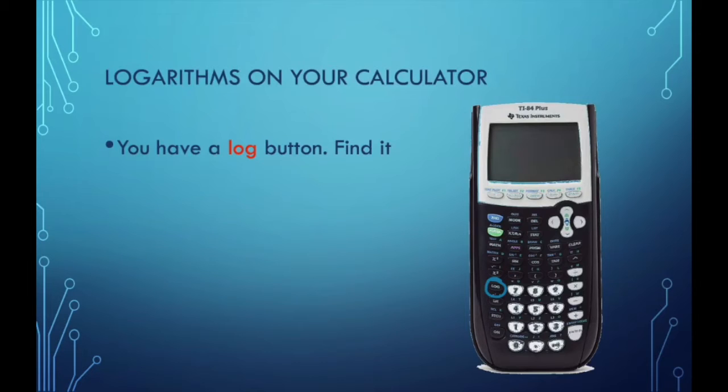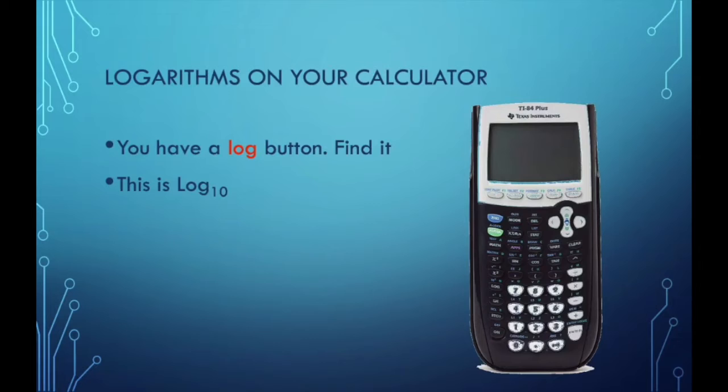This one is called the common log. This is automatically log base 10. Your calculator has no other bases except log base 10. That's why you have a change of base formula, so you can change the base to any other log so your calculator can do it. Okay? But your calculator only does log base 10.